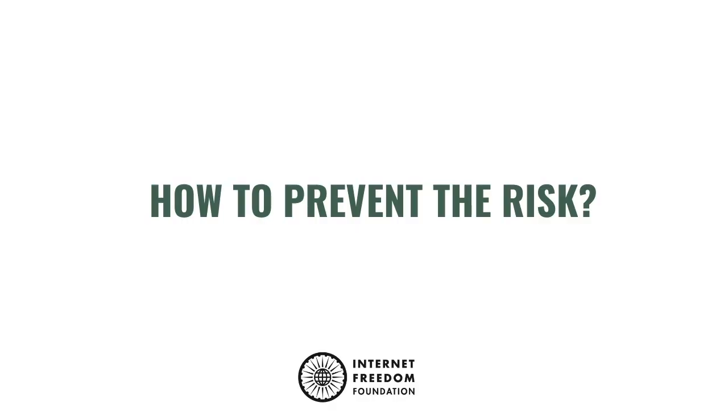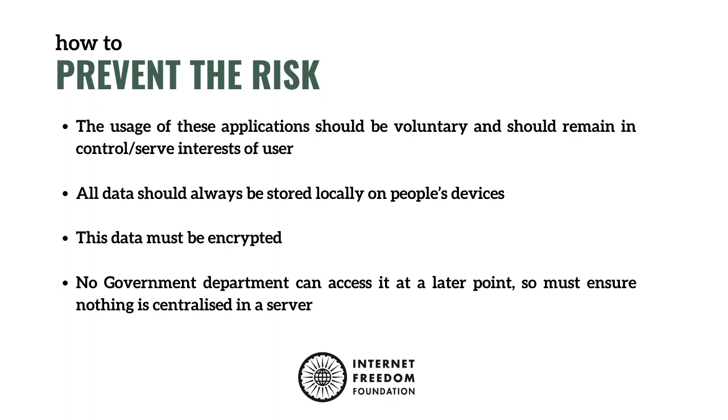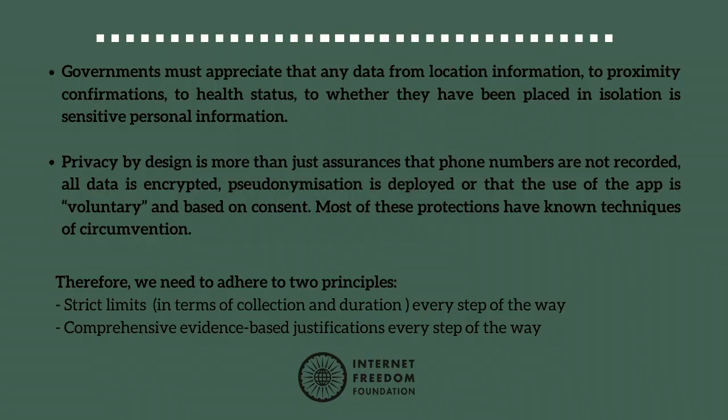So how do we prevent these risks? Well, such systems need to consider embedding the following principles amongst a host of others, which the working paper captures rather comprehensively. First, the usage of these applications should be voluntary and should remain in complete control of users and must also serve the interests of users. All data collected by these applications must be stored locally on people's devices. This data must be encrypted in a robust manner. No government department should be able to access it at a later point, and therefore there must be steps made to ensure that nothing is stored in a central server.